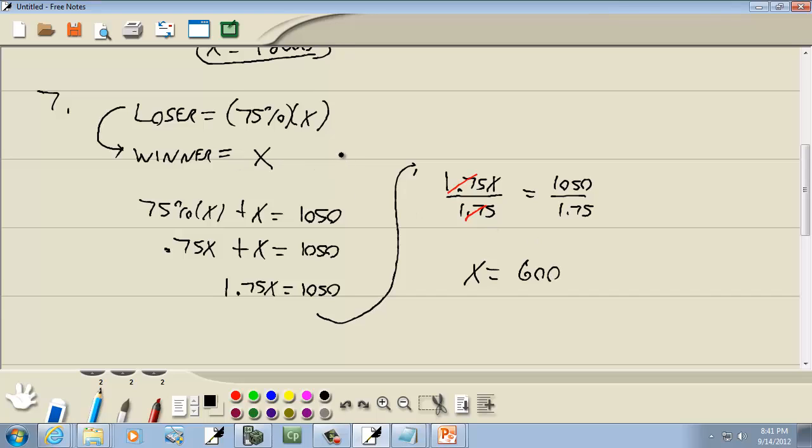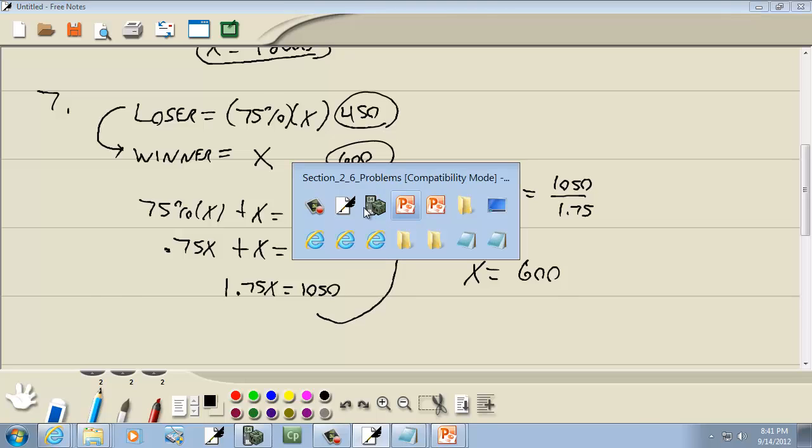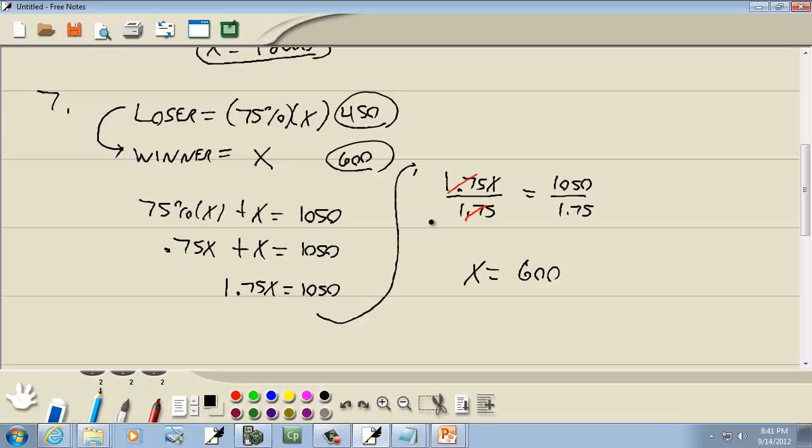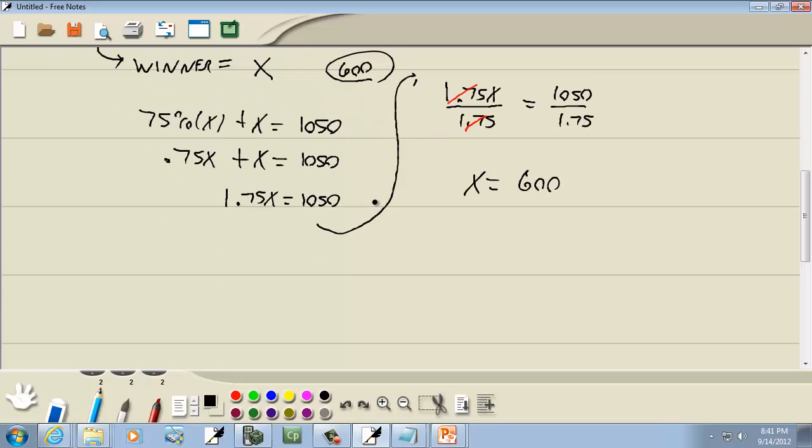That means the winner got 600 votes because they're the x. The loser, if it adds up to 1,050 total, then this has to be 450. And let's see what they were even asking for. How many did each receive? Okay, so that does answer what they're asking for.